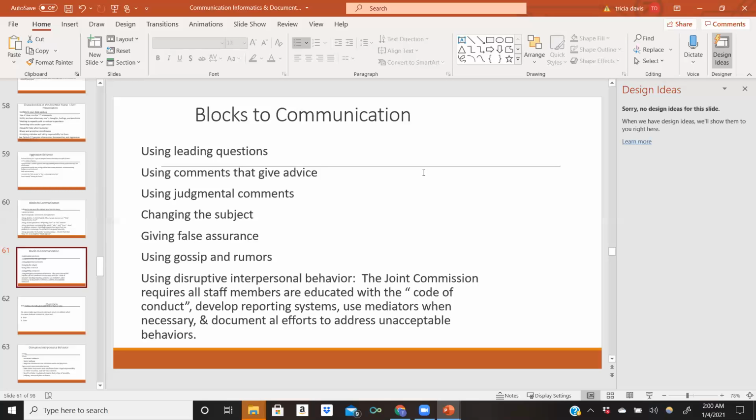You want to avoid changing the subject. When you're talking to your patient and listening to them, they might be ready to have a conversation with you, and then you quickly change the subject. It shows the patient that you don't really care about what they're saying.